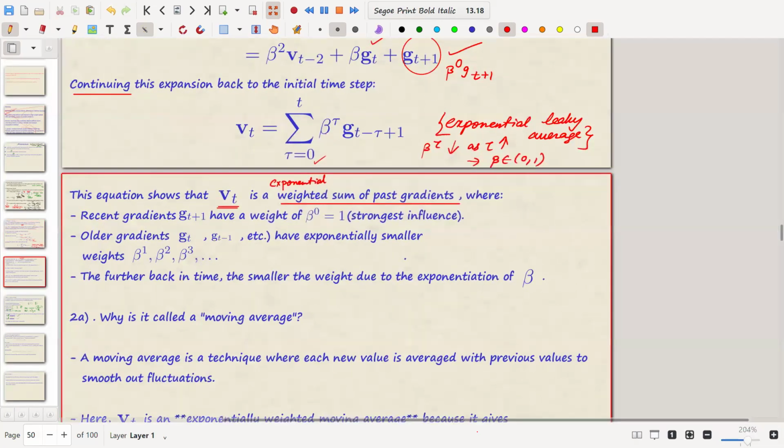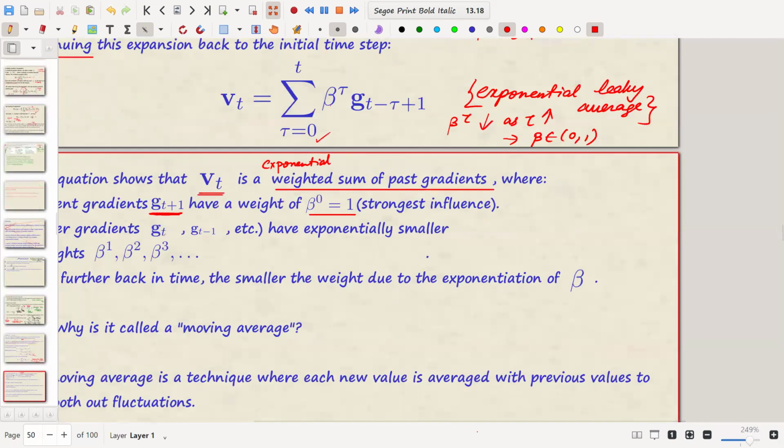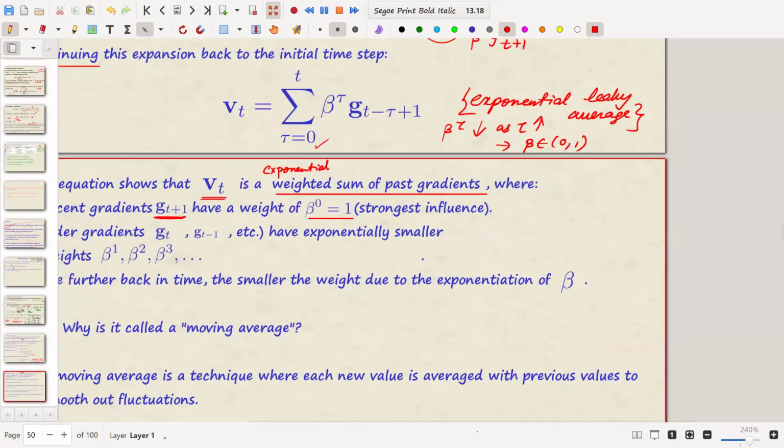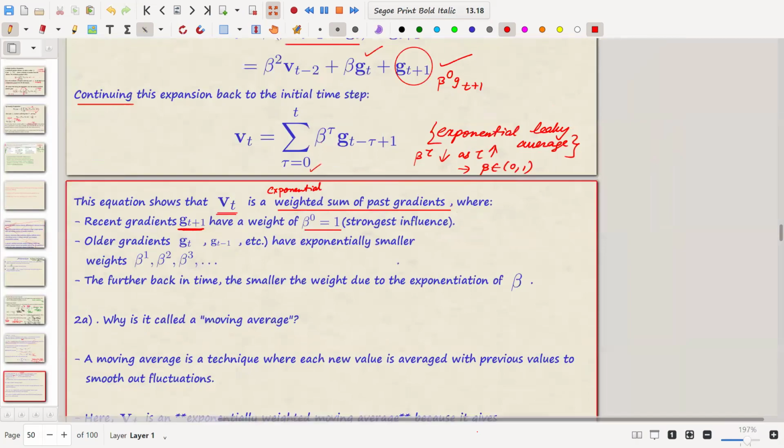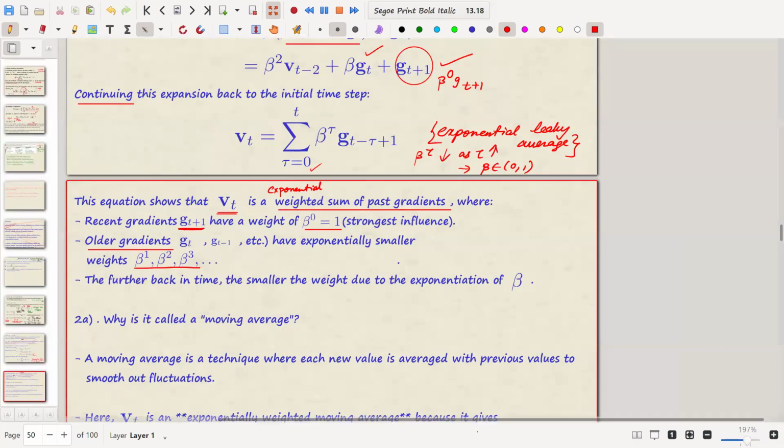So the recent gradient Gt plus 1 has a weight of 1. We are giving much influence to the recent gradient and less influence to the past gradients. We don't want to give full control to the past gradients. So how can we reduce it? We can reduce it by having exponentially smaller weights for older gradients, that is beta to the power 1, beta to the power 2, beta to the power 3, and so on.